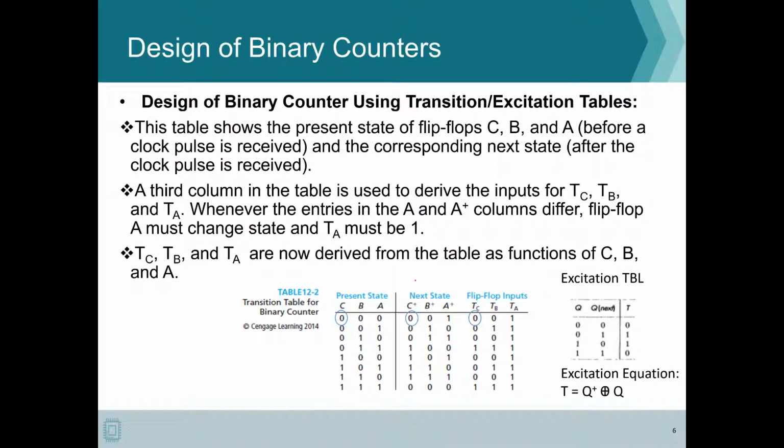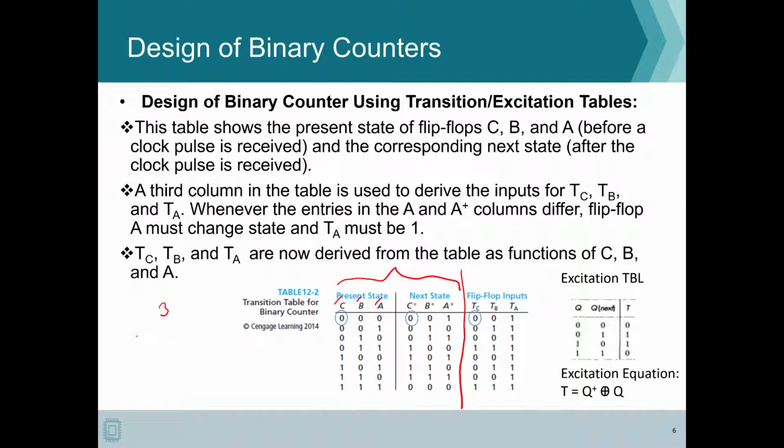So here is the actual example that was shown on the previous slide, which has been solved. We have indicated the steps here. You can see we start with a 3-bit counter, so we need 3 flip-flops. So we assume that we need 3 state variables, and we name those state variables C, B, and A. Then we create this table, which has the present state and the next state.